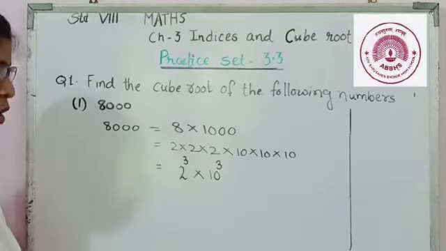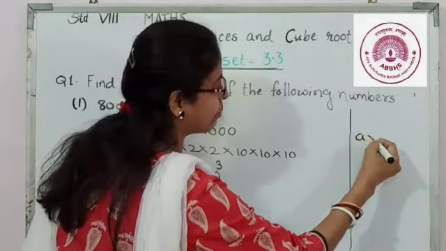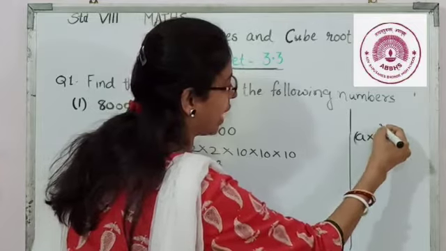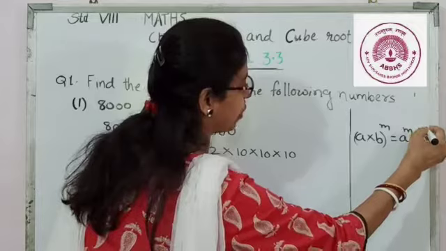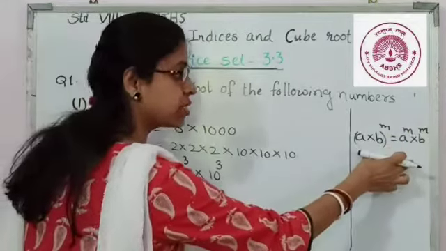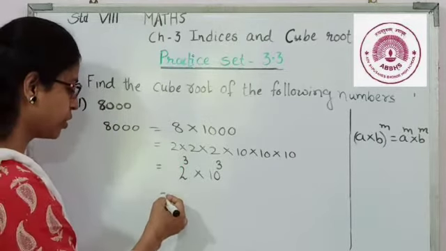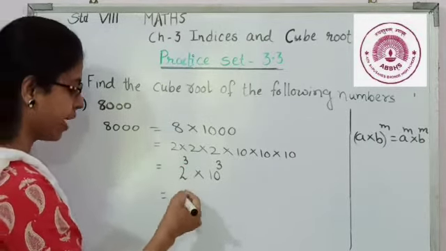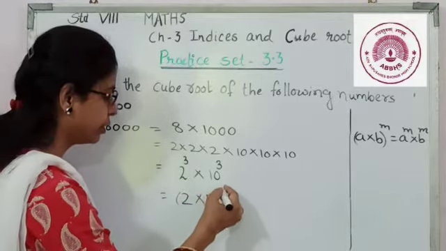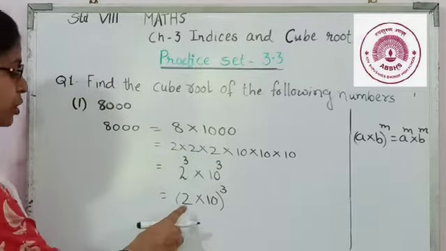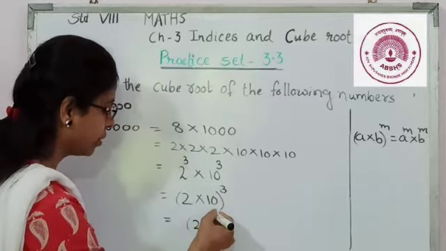So now by the law of indices, remember we have a law here: A raised to power M multiplied by B raised to power M is equal to A multiplied by B raised to power M. Now we can use this law for writing the numbers we got here. Here we have the same index, so we can write this as 2 multiplied by 10 raised to power 3. Now what is 2 multiplied by 10? That is 20 raised to power 3.